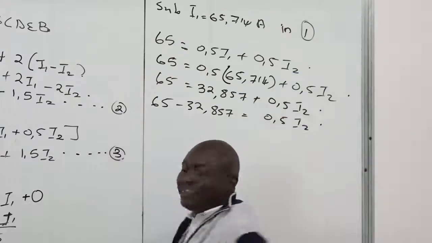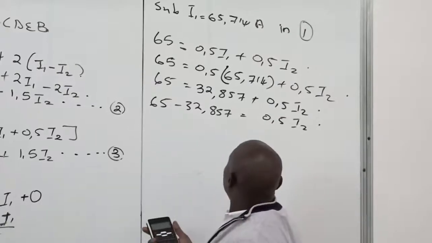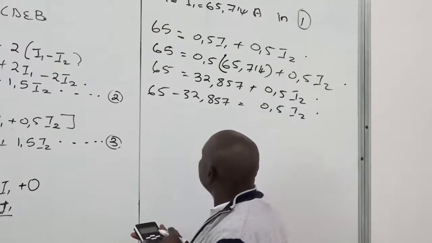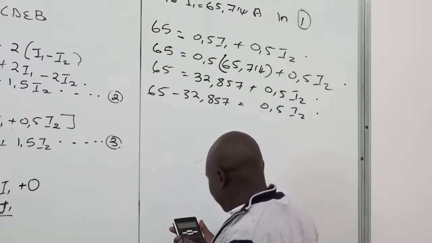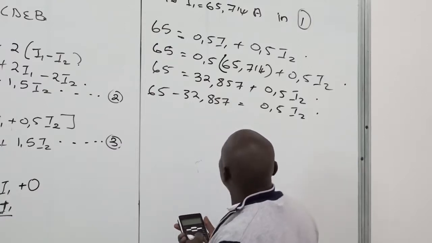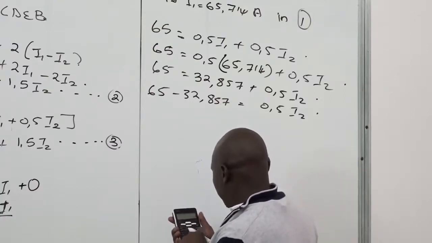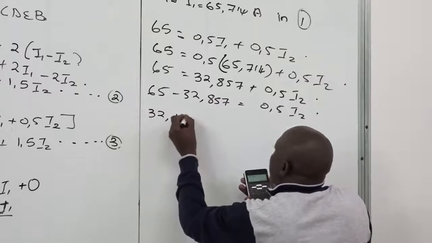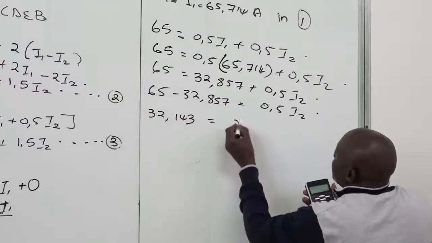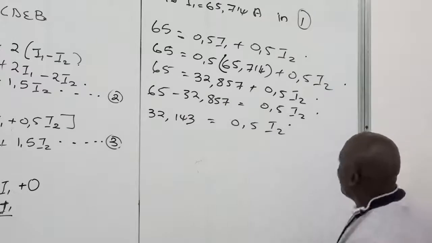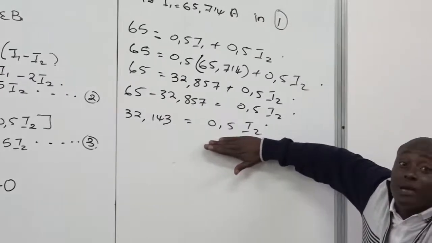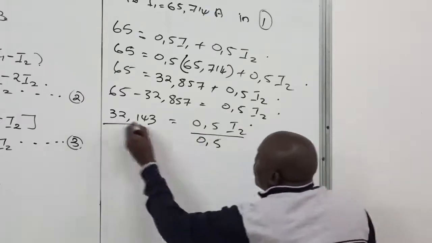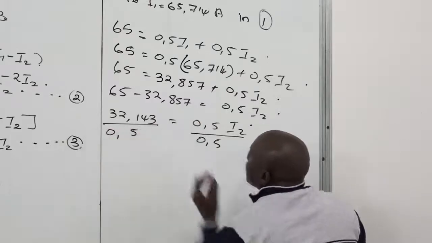So now, I need to get the difference between 65 minus 32.857, and the answer there is 32.143, and I'm still having 0.5 I2. So now, I need the I2, which means I'm supposed to divide both sides by 0.5 in order to make I2 the subject of the formula there.